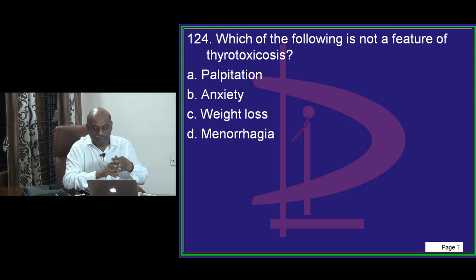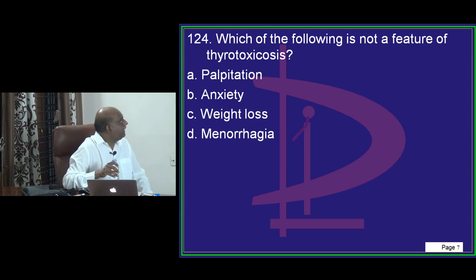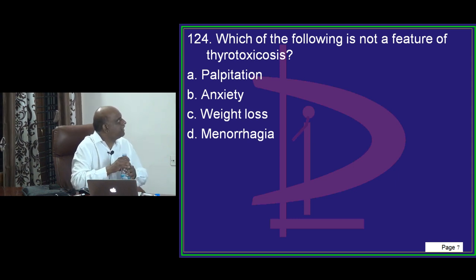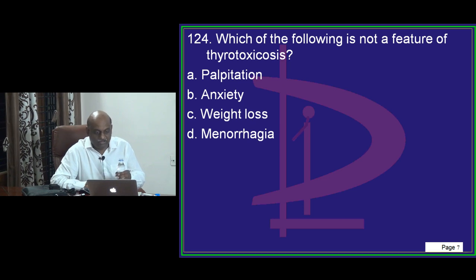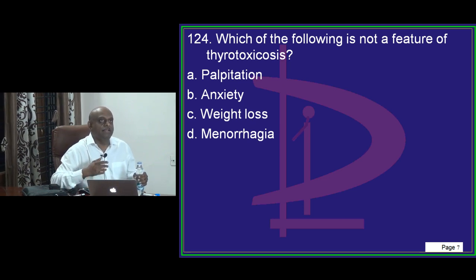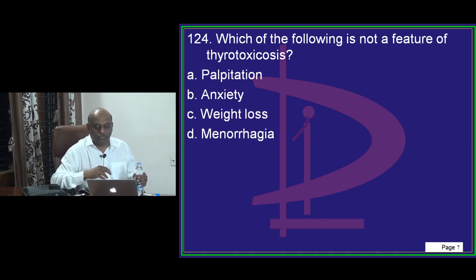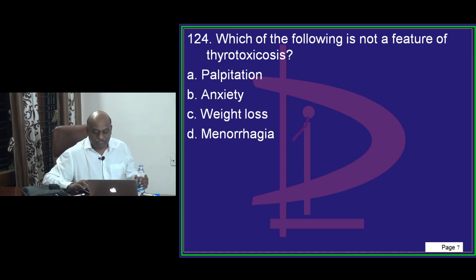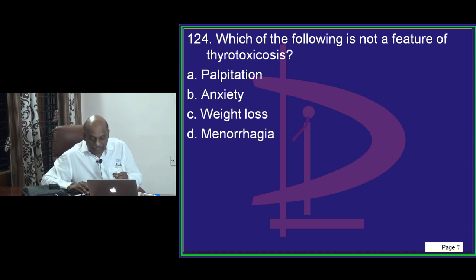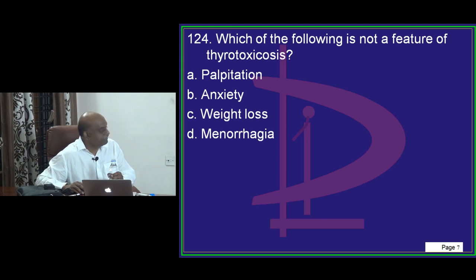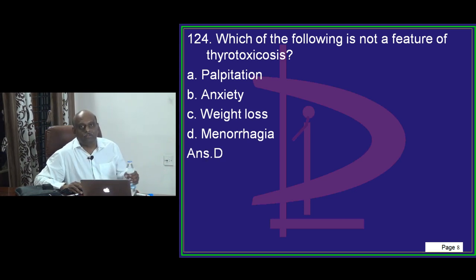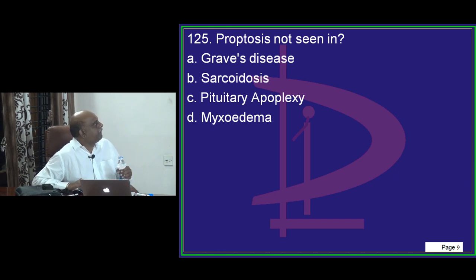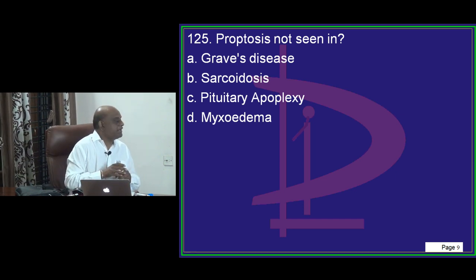124. Yes. Given loud answer. Ravi thinks weight loss is not a feature. Oh my God. Ravi, don't break my heart. Weight gain, hyperthyroidism, weight loss. Very good. Most of you are betting on D, absolutely. Amenorrhea, not menorrhagia. Proptosis is not a feature of this condition.